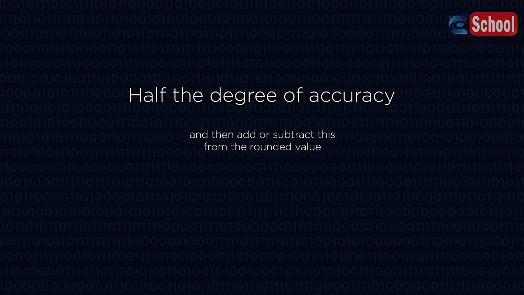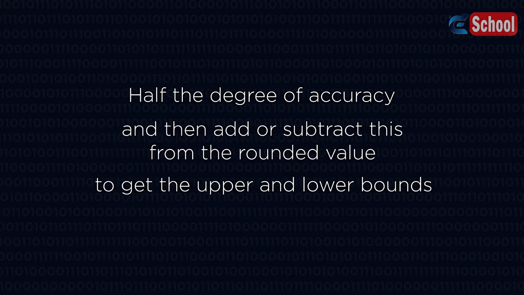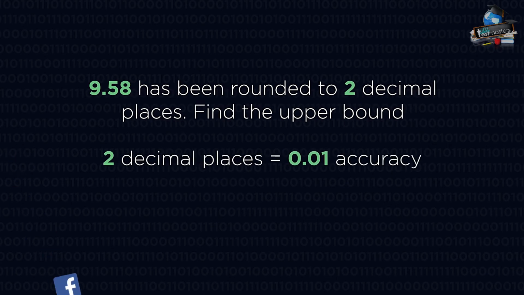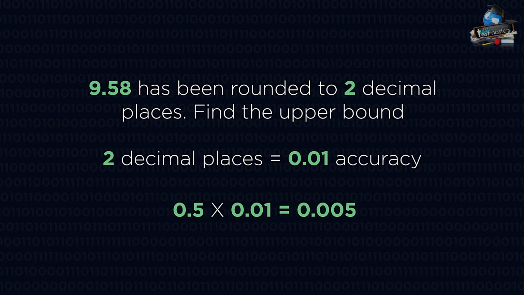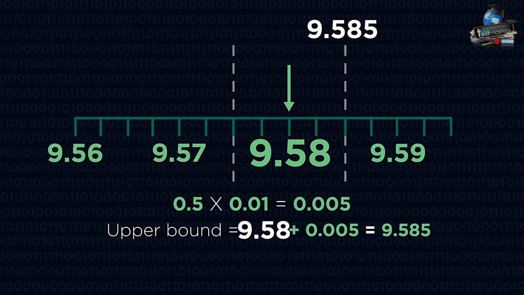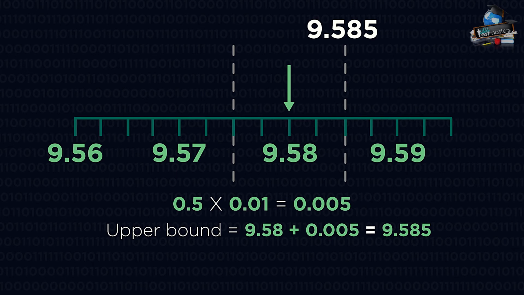Half the degree of accuracy and then add or subtract this from the rounded value. 2 decimal places is 0.01 accuracy. So half of this is 0.005. You just go 1 decimal place further along. So 9.58 plus 0.005 equals 9.585.